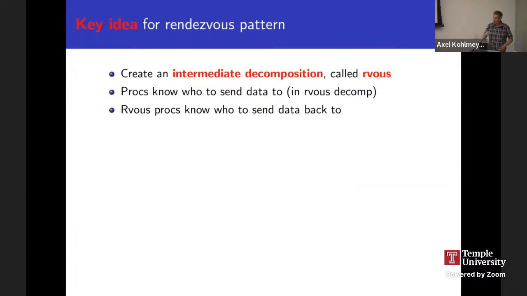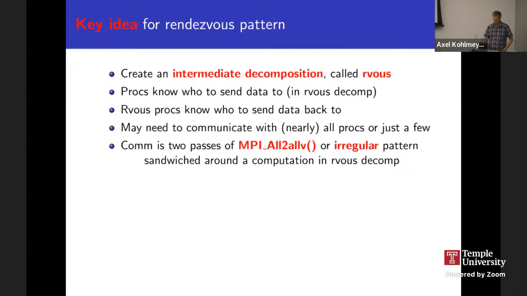And then the rendezvous processors, once they get the data they need, are going to be able to do the computation and send the answers back to the processors who need the result. Again, kind of abstract, but hopefully it'll make sense. So again, this intermediate decomposition may mean you need to send data to almost all the processors. It's really the same processors, but either all the processors in this alternate decomposition, or just a few.